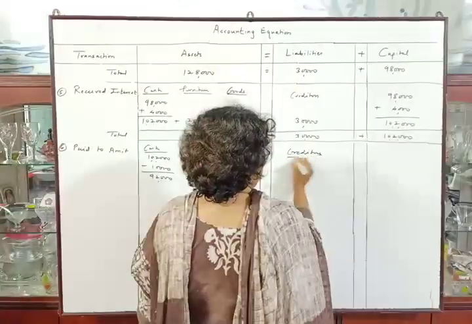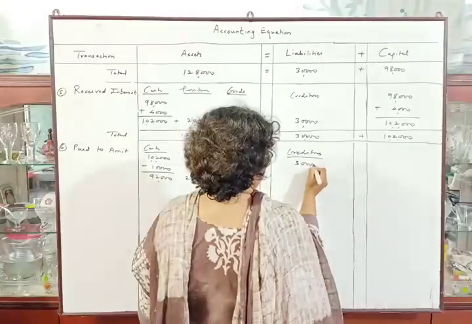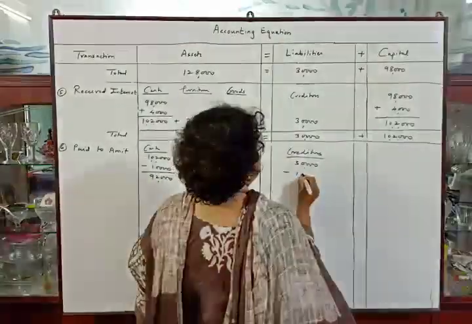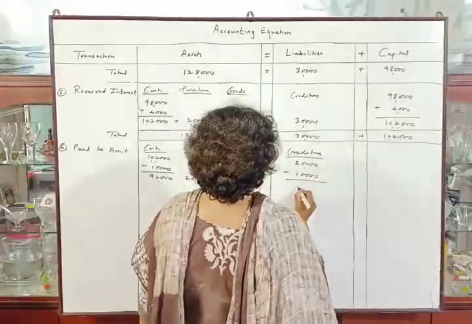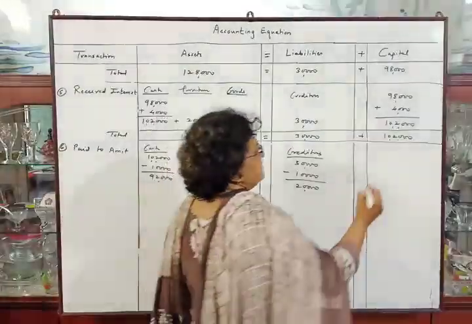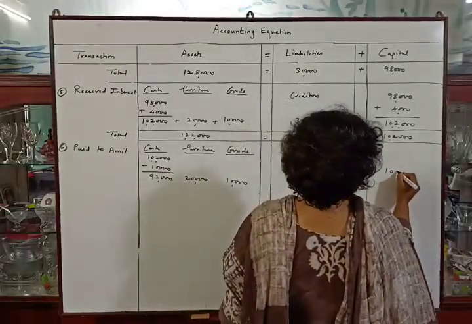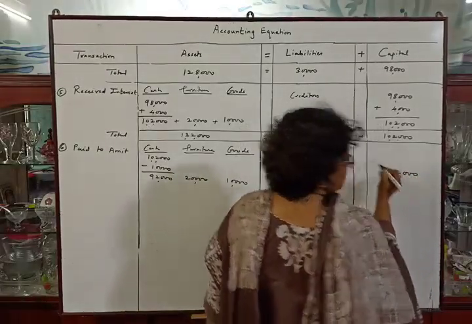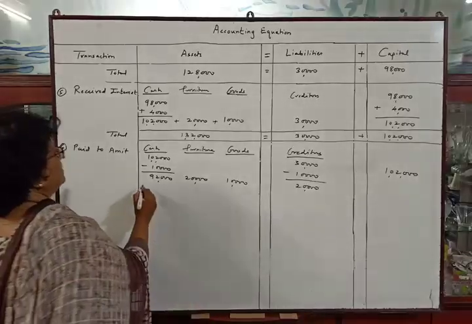Our creditors were rupees 30,000. From that we are paying rupees 10,000 to Amit. So our creditors will reduce and they will remain rupees 20,000. And capital will remain as it is, that is rupees 1,02,000. Okay. So let's tally.